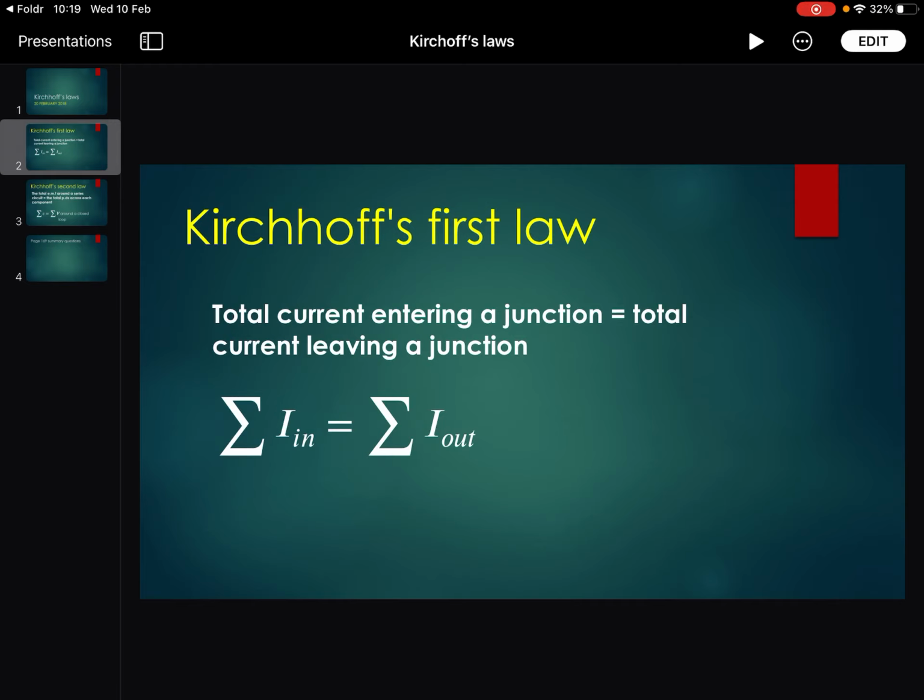Yes, so that actually applies, if you think about it, to series circuits, because in series circuits, I'm just going to draw on this.